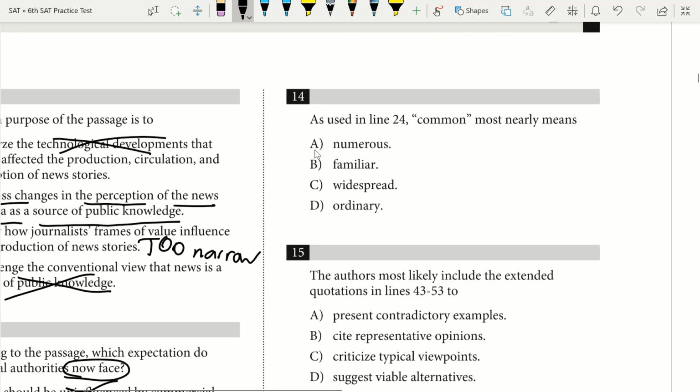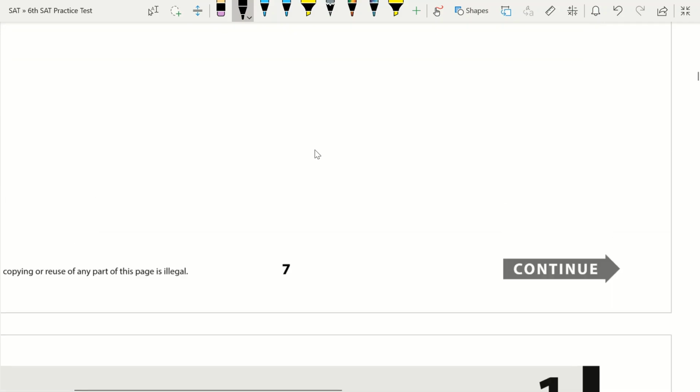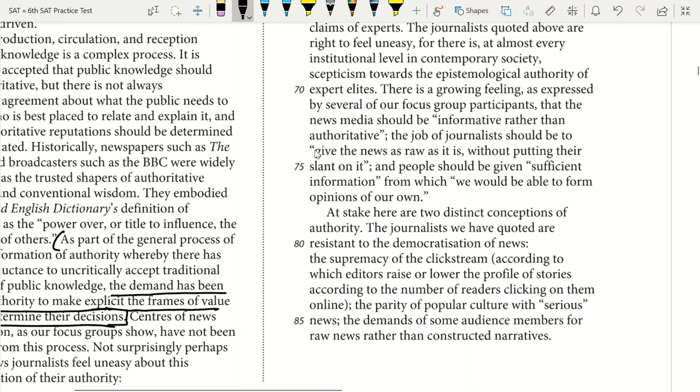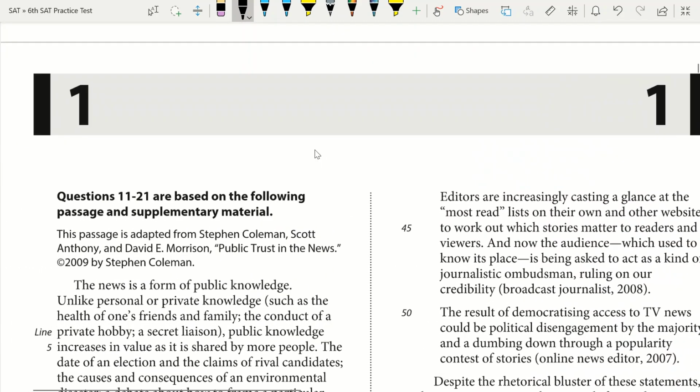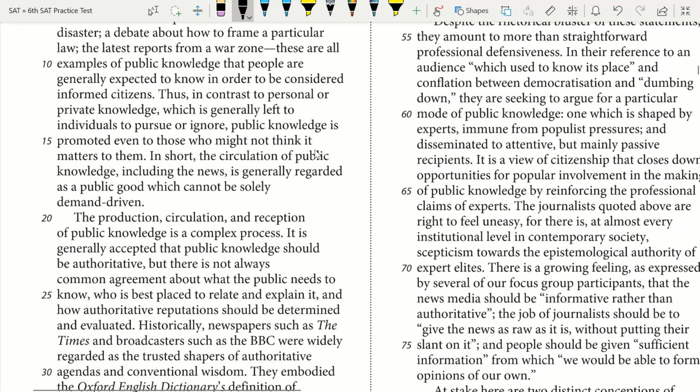14, as used in line 24, common most nearly means. Anytime we have a most nearly means question, we're just looking for words in context. So what does the word common mean in context? What we're going to do in that case is go up to line 24, find common, and come up with our own answer choice for what it means first. That way we don't get stuck between two. Okay, so common, I believe it said line 24, and I see that that is right here. I'm going to box it up so you can see it real quick. All right, and then we'll read from the start of the sentence.